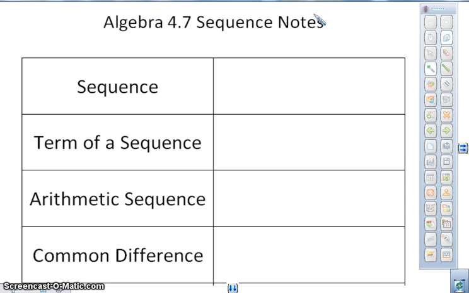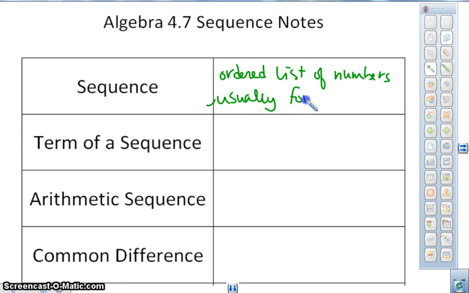So on your yellow note packet tonight, you should list for a sequence that it is an ordered list of numbers. So anytime we have an ordered list of numbers, and they usually will form a pattern. And I'm going to give you some different examples, and you'll see some as we go through. Again, these are text in your term. What's a term of a sequence?